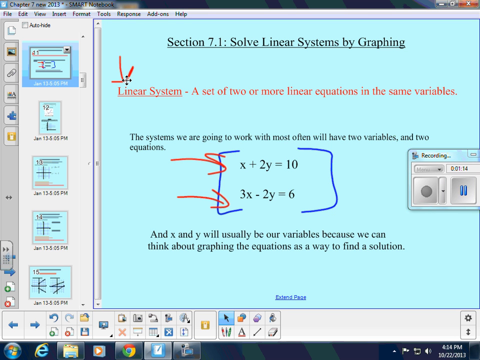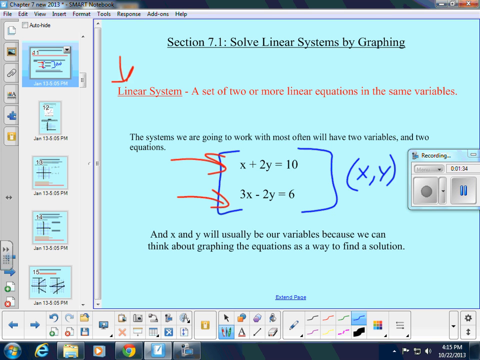And what will happen is sometimes there's only one of those answers. Sometimes there's only one solution. Sometimes there's an infinite amount of solutions. Or sometimes there's no solution at all. What are these solutions going to look like? Well, it's usually going to be some ordered pair, like a point. We're talking about x and y, so we need values for x and y that work in both equations.